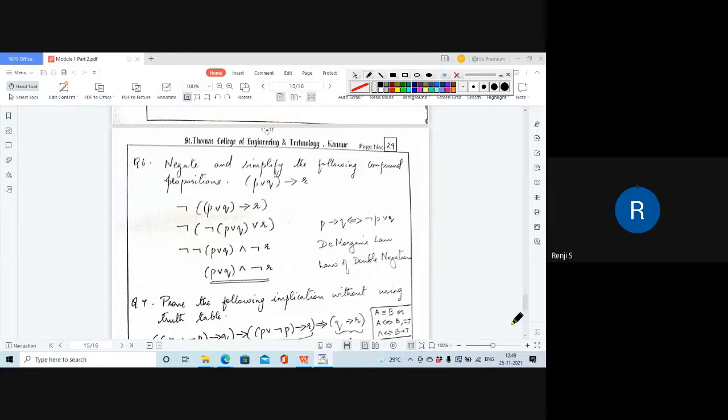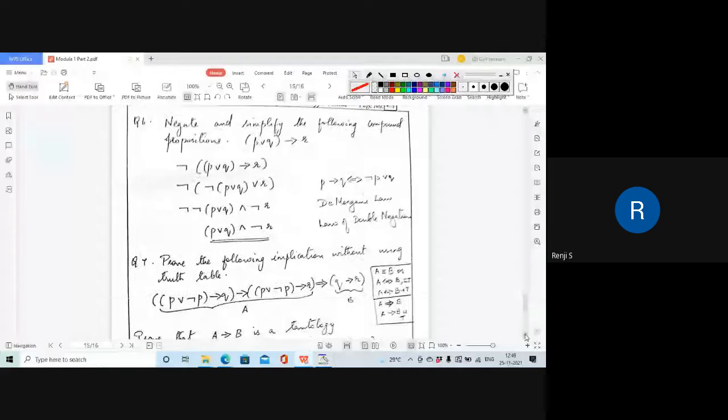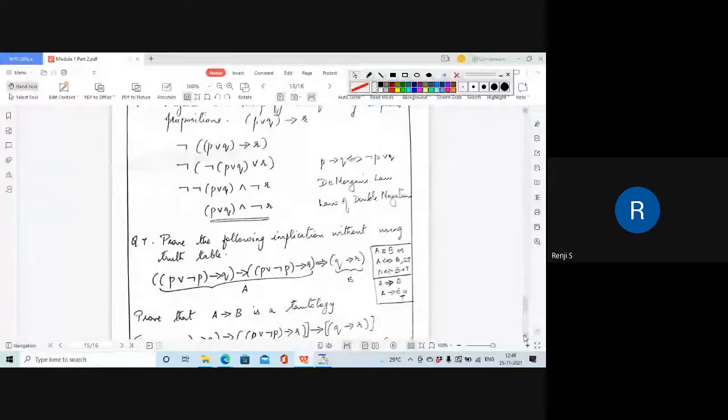Now, going to the next question. Prove the following implication without using truth table. Write down the next question, that is your 6th question.